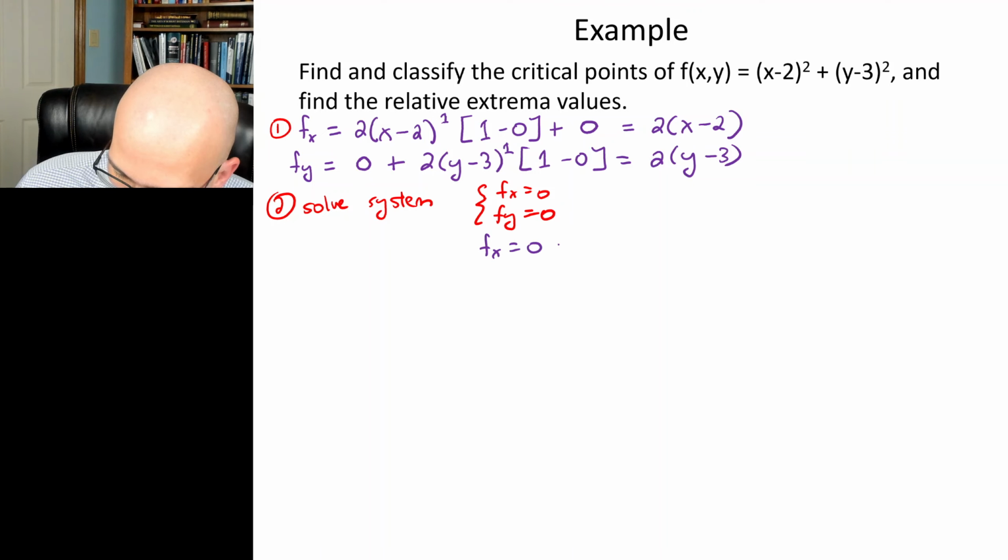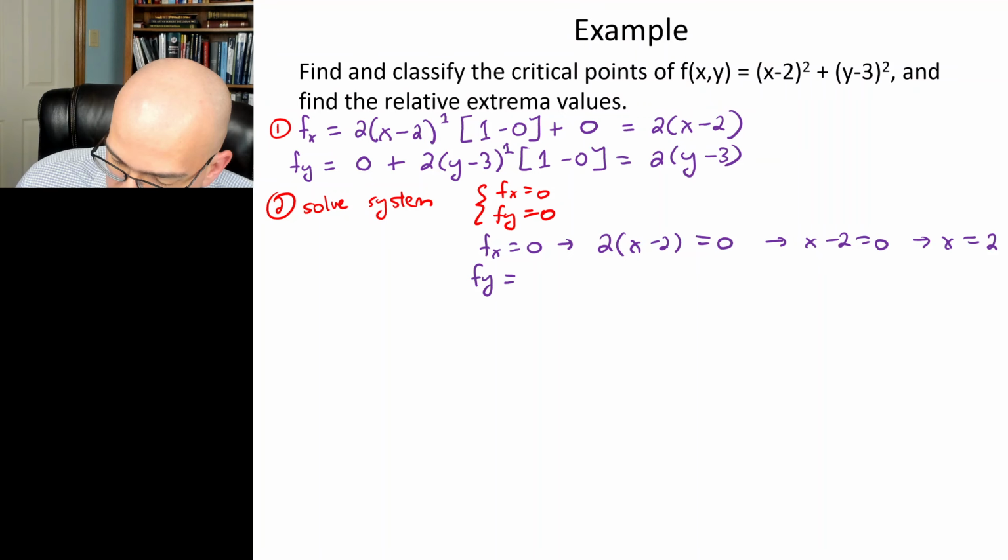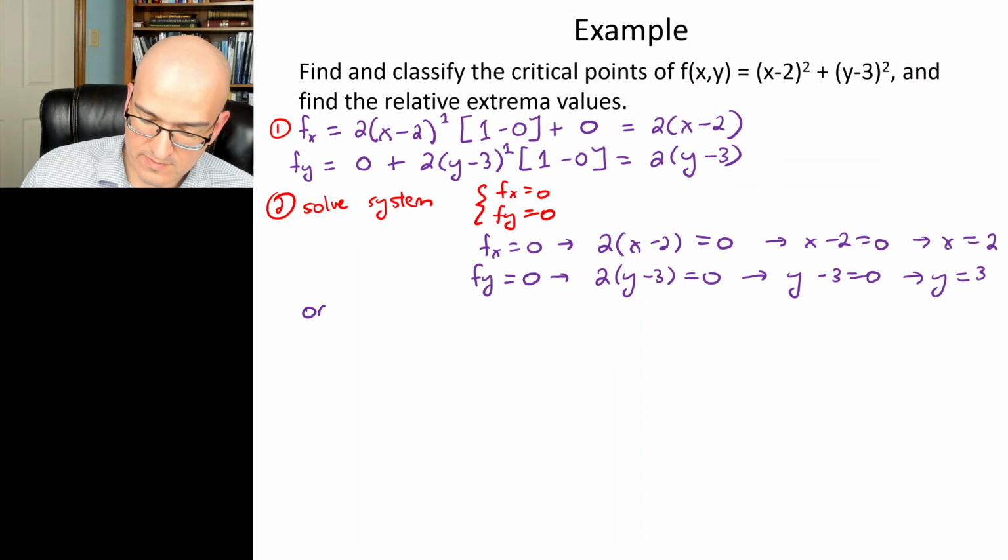So fx is equal to 0 means 2 times x minus 2 is equal to 0, which means x minus 2 is equal to 0, which means x is equal to 2. F sub y is equal to 0 means 2 times y minus 3 is equal to 0, which means y minus 3 is 0, which means y is equal to 3. So we have one critical point. x comma y is equal to 2 comma 3.